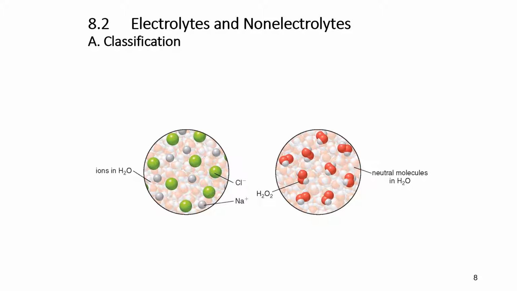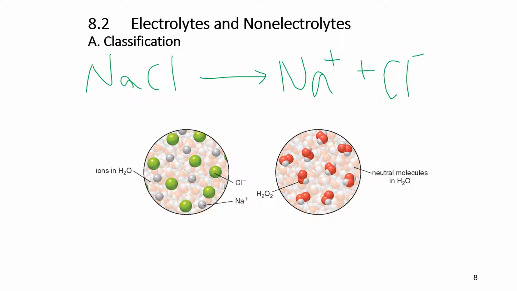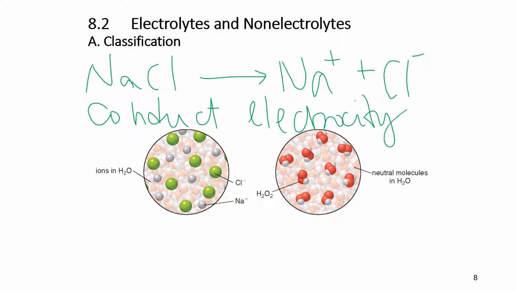So basically, this next section is about electrolytes and non-electrolytes. An electrolyte is something like NaCl, which can split up into its constituent ions when dissolved in water. NaCl splits up into Na+ and Cl- when you put it into water. What you need to conduct electricity is charges, and you are producing those charges by producing Na+ and Cl-, so electrolytes are able to conduct electricity.